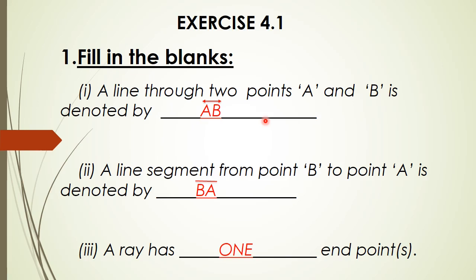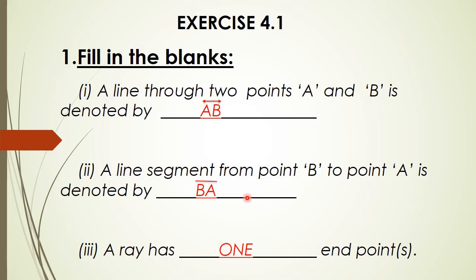Next question. A line segment. So you need not write arrows. A line segment from point B to point A is denoted by. So the starting point is B and the ending point is A. So I am writing B first and then A. So BA bar. A line segment from point B to point A is denoted by BA. Is it clear? Yes. Next one.